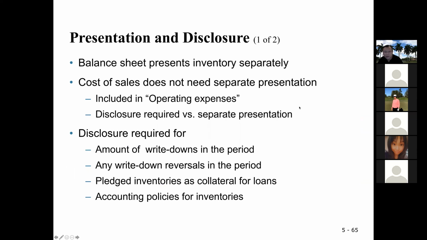Presentation and disclosure: the balance sheet presents inventory separately. This is a current asset, but you have accounts receivable, you have inventory, you have prepaid, so the inventory account is presented separately. Cost of sales does not need a separate presentation. It is included in operating expenses, with disclosure required versus a separate presentation. This is a little bit confusing. Cost of sales does not need separate presentation.